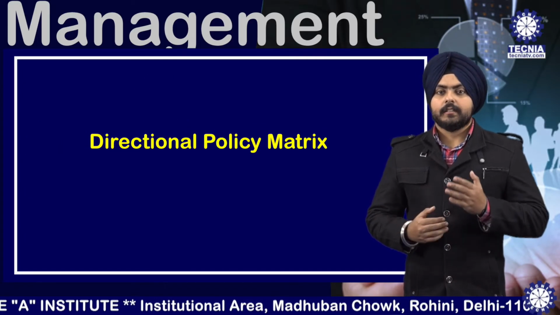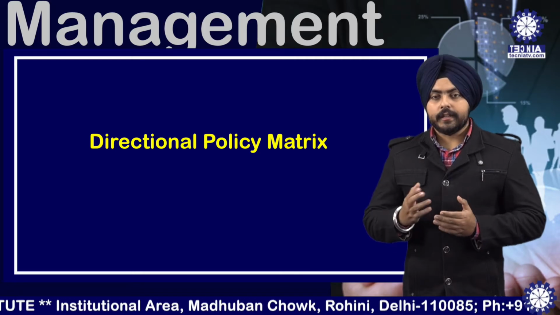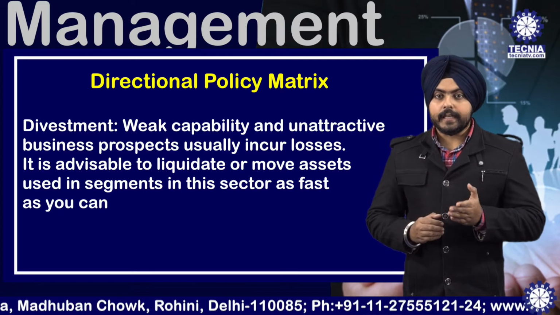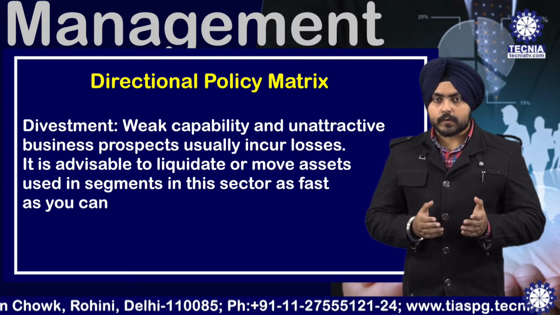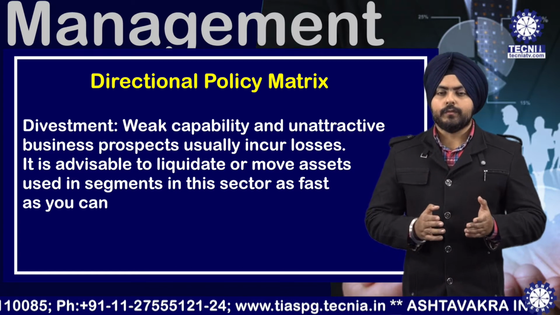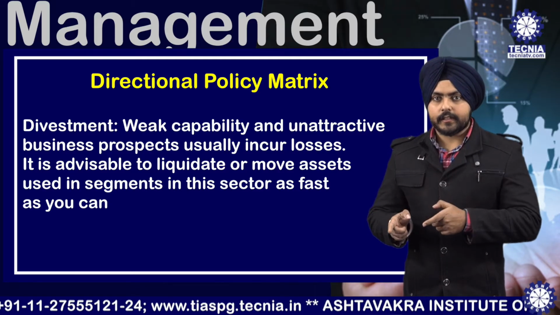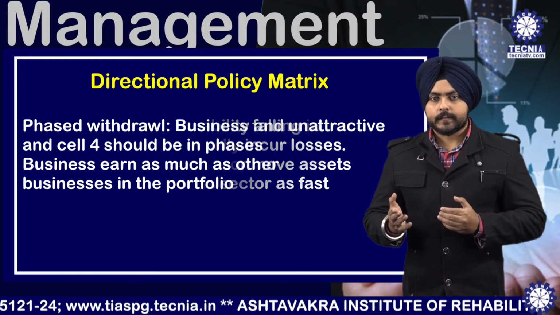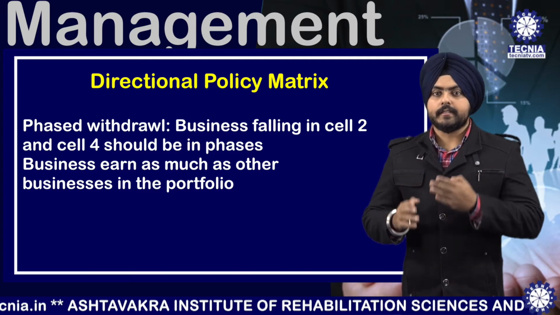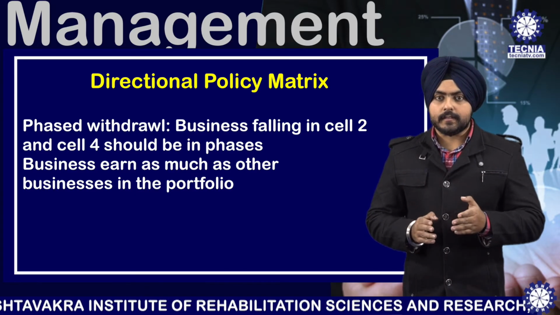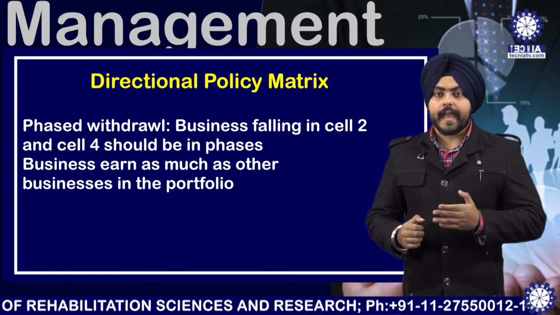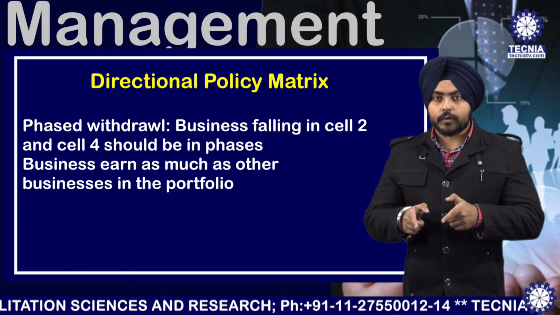Now let's discuss the Directional Policy Matrix model in detail. First cell is divestment. A business with weak capability and unattractive business prospects usually incurs losses. It is advisable to liquidate or move assets used in this sector as fast as you can. Second is phased withdrawal. Businesses falling in cell 2 and cell 4 should be divested in phases because these businesses are not likely to earn as much as other businesses in the portfolio.